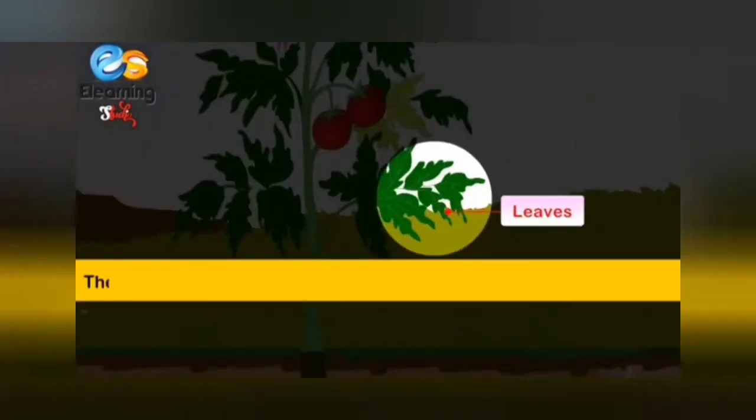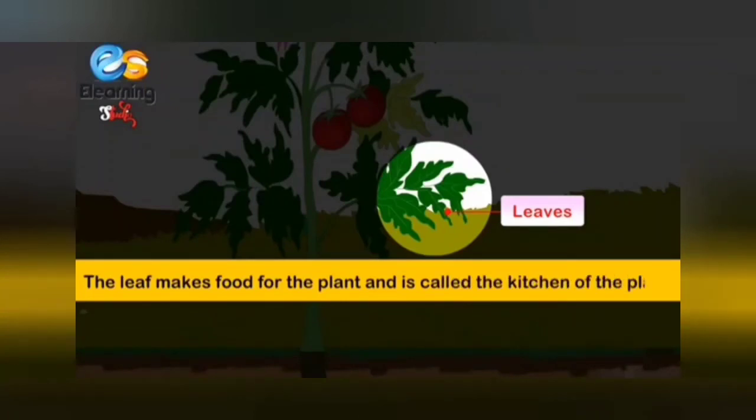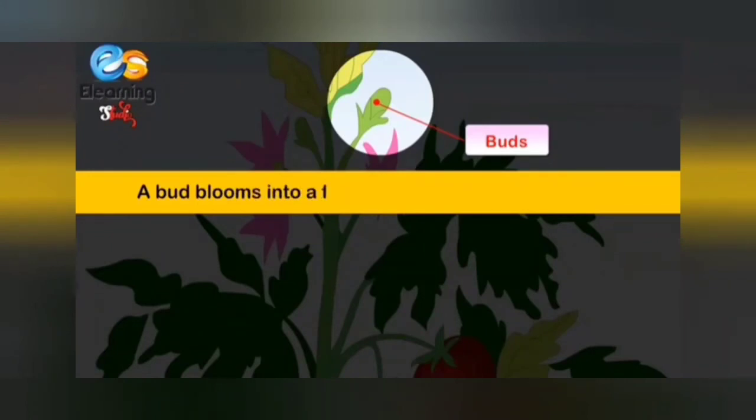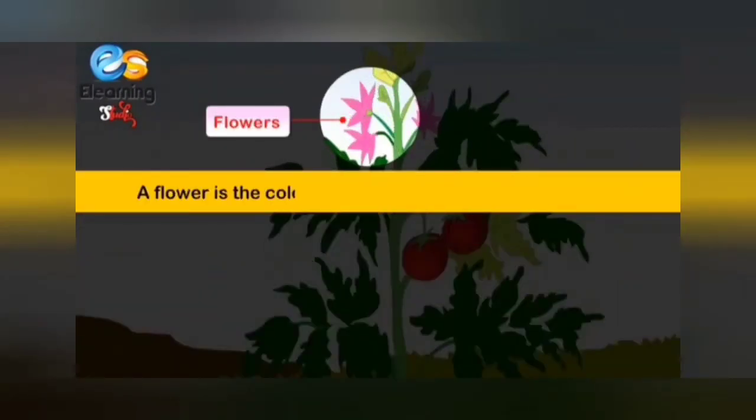Leaf. The leaf makes food for the plant and is called the kitchen of the plant. Bud. A bud blooms into a flower. Flower. A flower is the colored part of the plant. In some plants, a flower grows into a fruit.